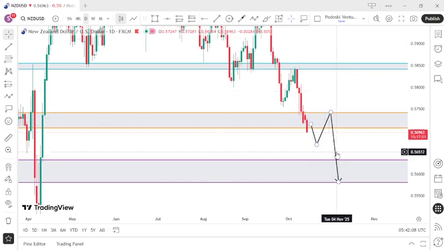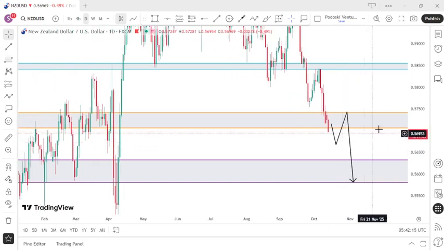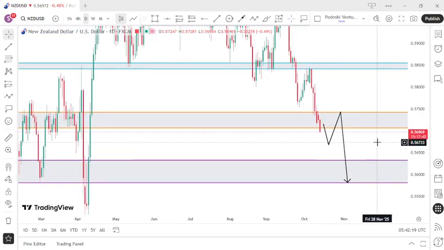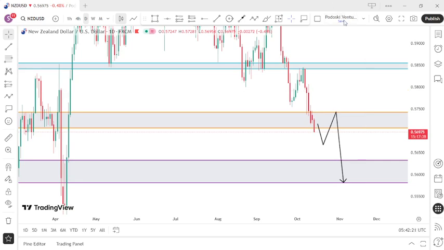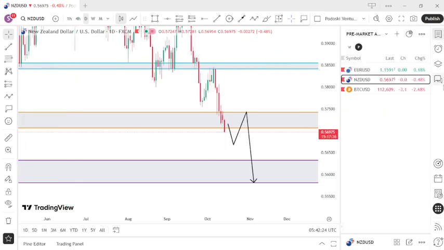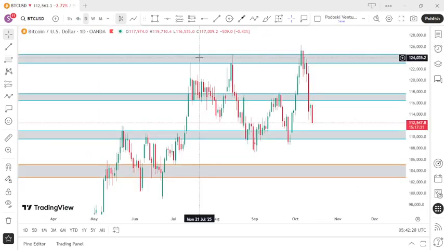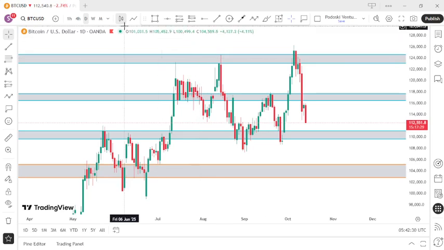So I'm going to end it on a daily time frame here because there's not much to say on the 4 hour. Everything has been seen here on the daily. So let's move on to the next pair, which is BTCUSD.